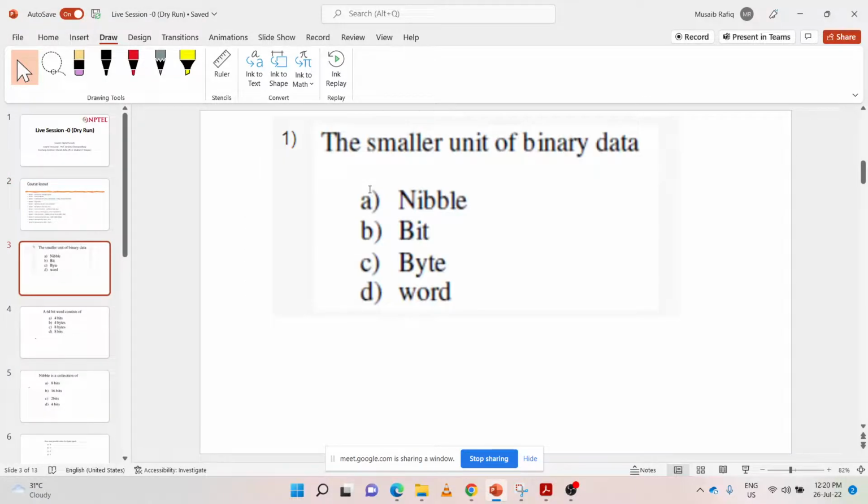The first question is more of a theoretical question. It asks: what is the smallest unit of binary data? The smallest unit of binary data, as we know, is a bit. It can take a value of 0 or 1. This is the smallest unit of binary data. 8 bits make up a byte. Just additional information I thought I'd give here.